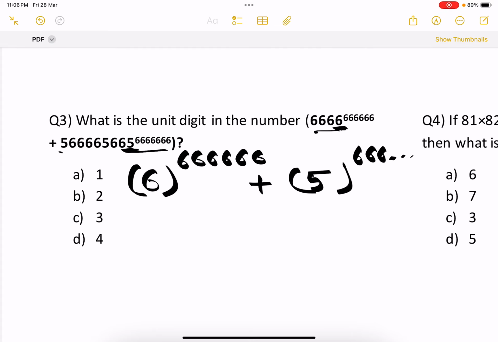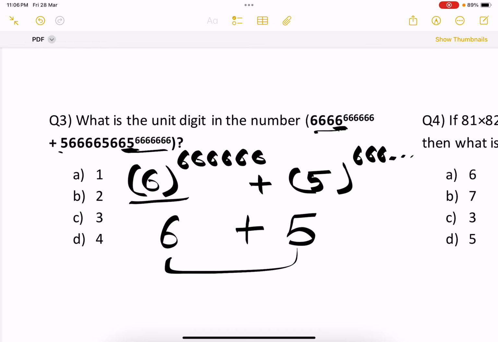So we know one thing, that in case of unit digit, any 6 can have any power, then unit digit will always be 6, and if 5 has any power, then unit digit will always be 5. So we add both of them and then we get 11. So our unit digit will be 1, so answer would be 1.